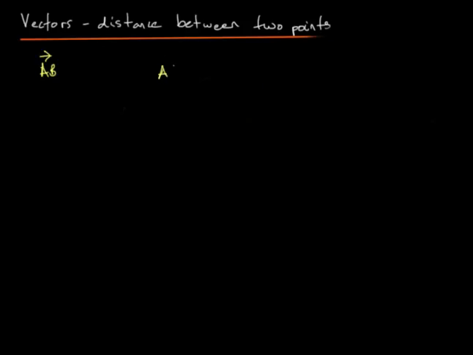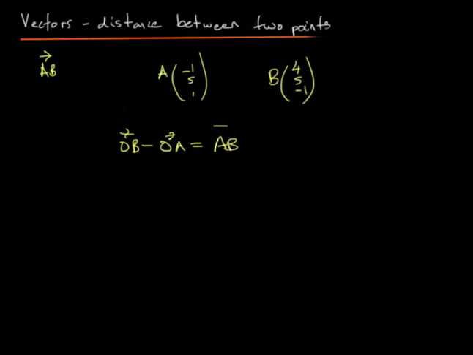And they give you that A has coordinates -1, 5, 1, and B has coordinates 4, 5, -1. Okay, and so what we do to find vector AB, remember, since B is the second letter, we do OB minus OA. So position OB is this, position OA is that. So we do OB minus OA, which is going to be equal to AB, which is what they're asking us to find first. We do that, and then we find the magnitude of AB, and then we're going to have the distance between them. So that's very easy.